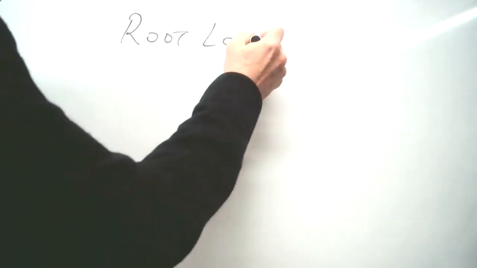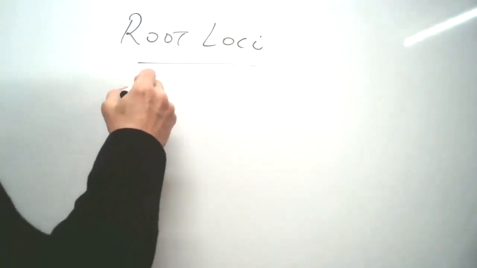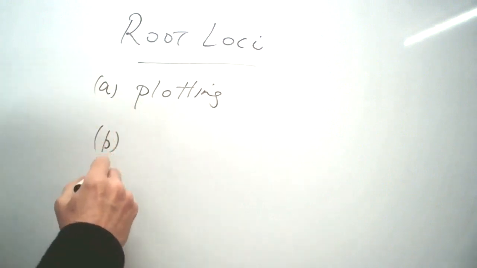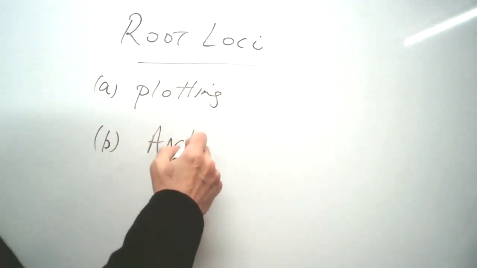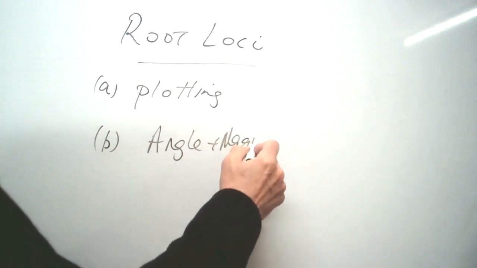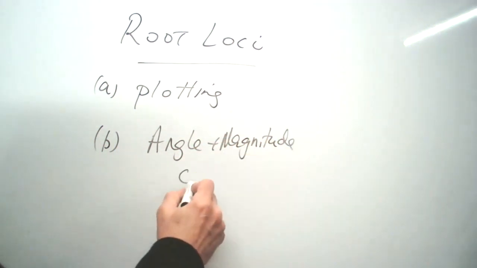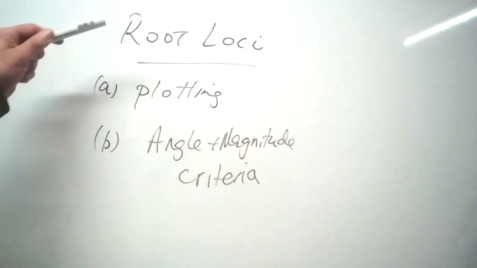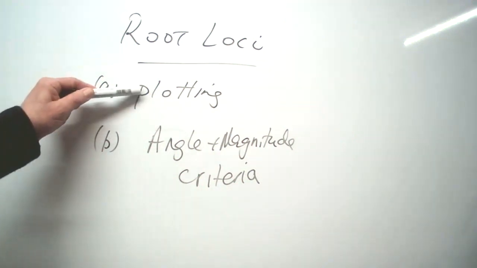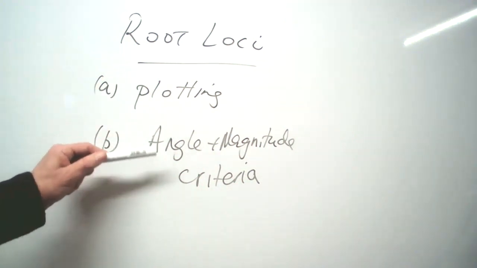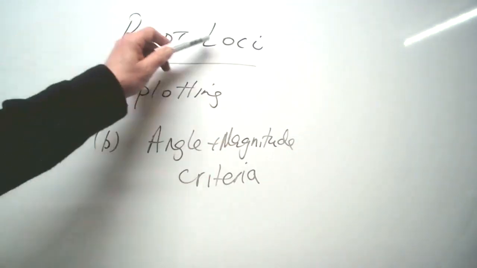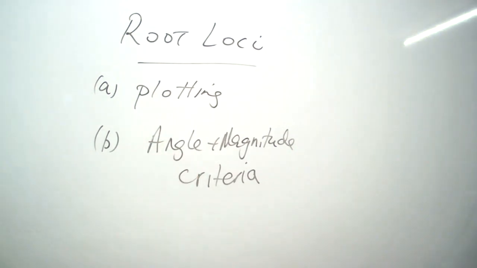But next week for us it is root loci, and part A is plotting, and part B is the angle and magnitude criteria, using those. So the question on root loci is split into two parts: plotting root loci, and then using the angle and magnitude criteria to get some more accurate things off the plot. And we'll do that this time next week.